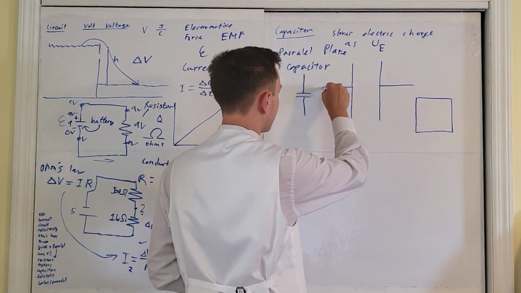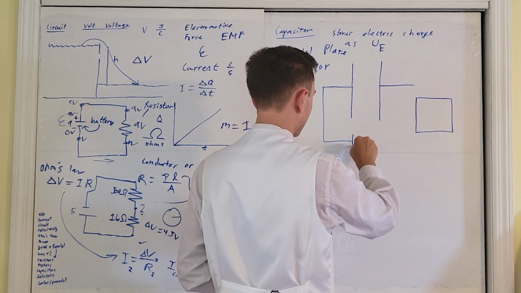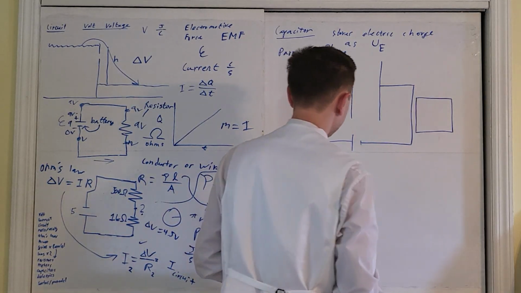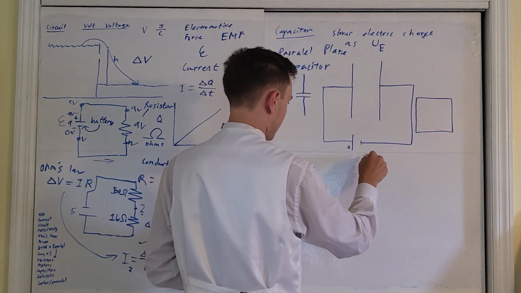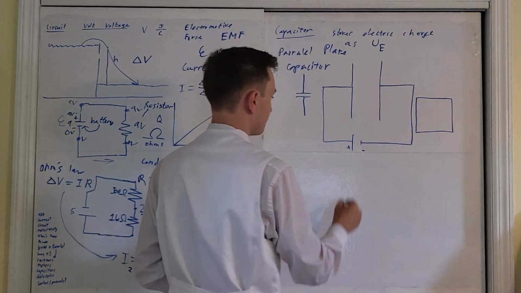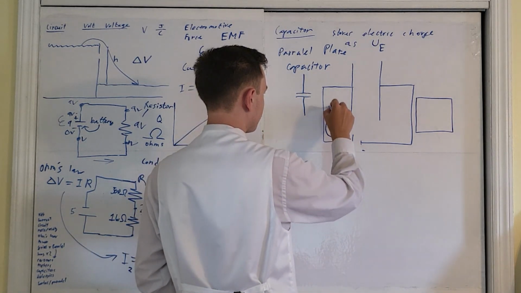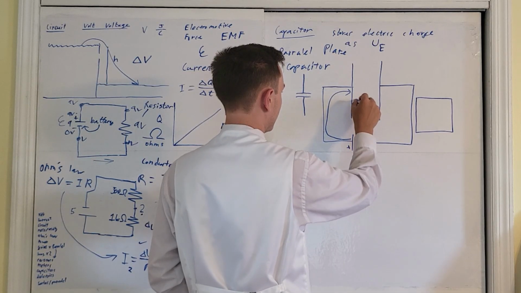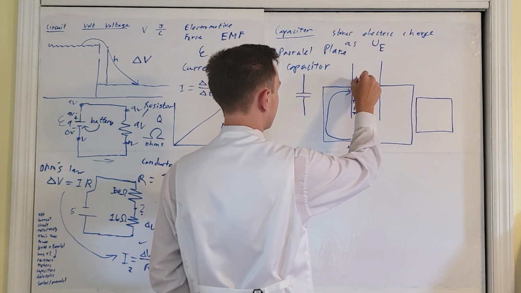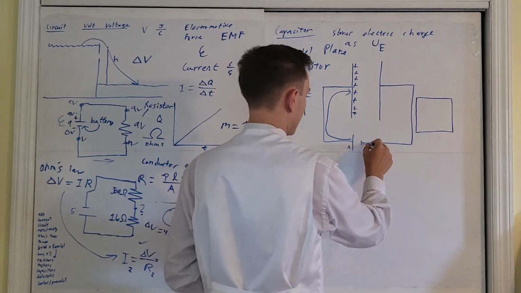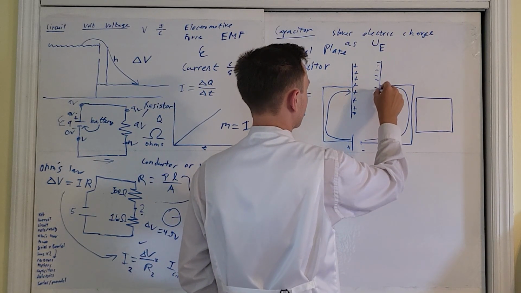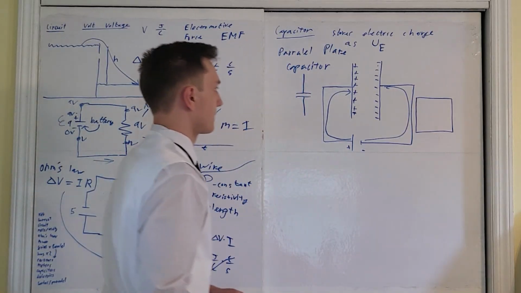If I were to connect this parallel plate capacitor to a battery, that battery, again, long side being positive, short side being negative, positive charges would flow this way and positive charge would accumulate on this plate. Negative charge would flow this way, negative charge would accumulate on this plate, okay?